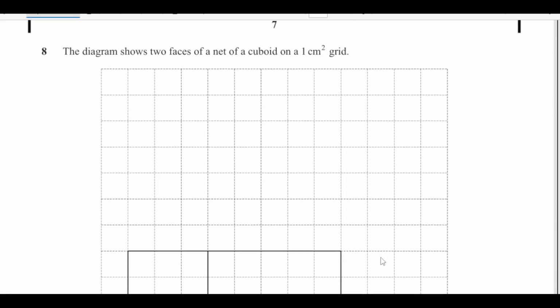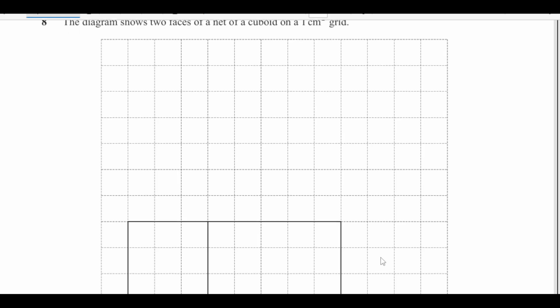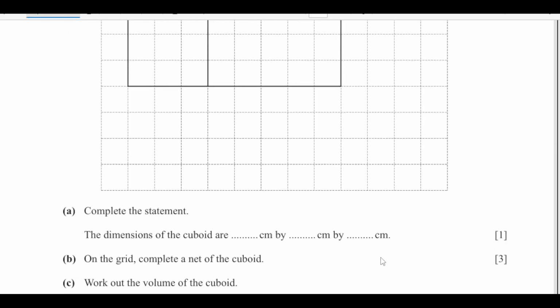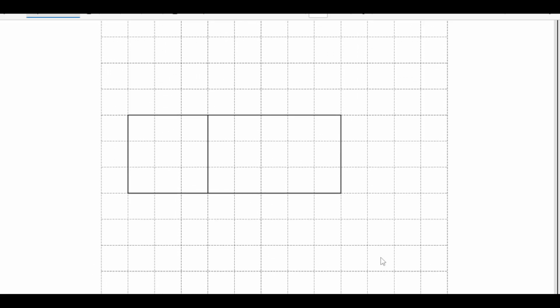Now number 8, we have a diagram here. The diagram shows two faces of a net of a cuboid on a 1 centimeter square grid. So complete the statement. The dimensions of the cuboid are, so we need to know the length, width and height.